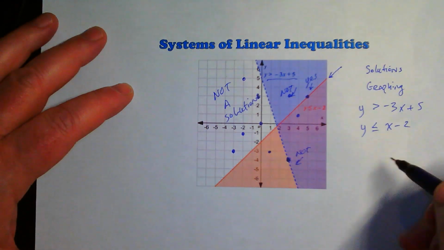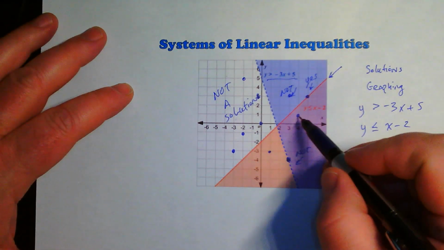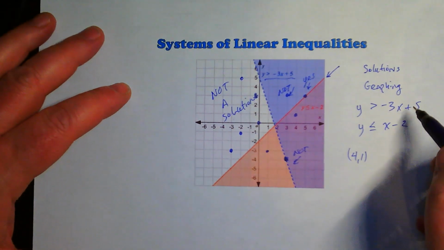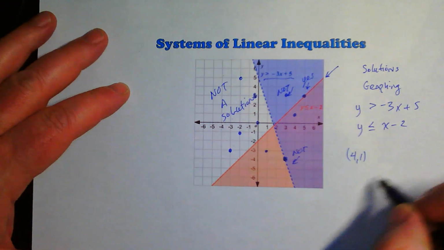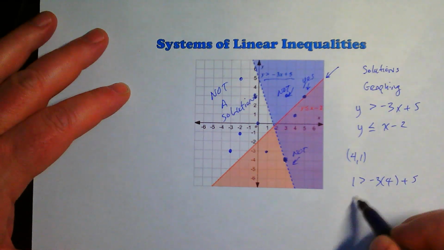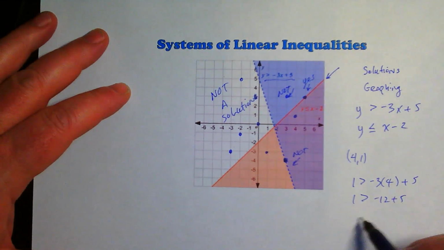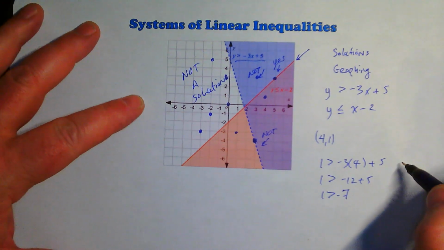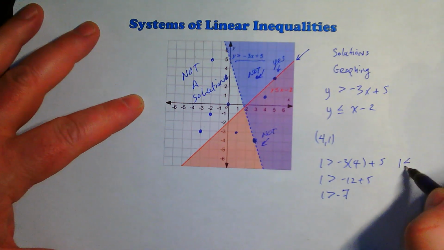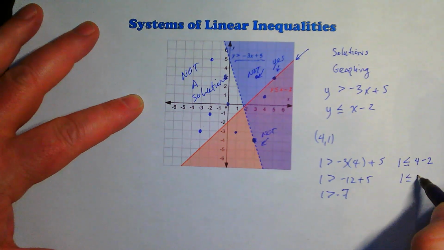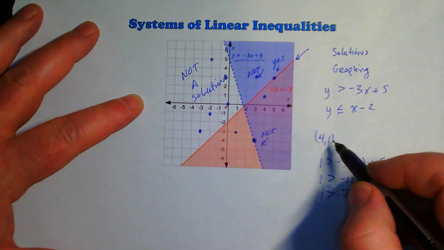Let's talk about checking a solution. Let's see this one right here, that's (4, 1). We're going to see that (4, 1) is a solution because it's true for both of them. I'm going to do this first one here. If I put in 1 is greater than -3 times 4 plus 5, well, that's true because 1 is greater than -7. So that part's true. And if I plug this into the other inequality, I get 1 is less than or equal to 4 minus 2, that's true also. 1 is smaller than 2. So it works for both. That's why it's a solution.